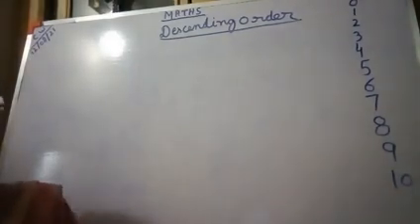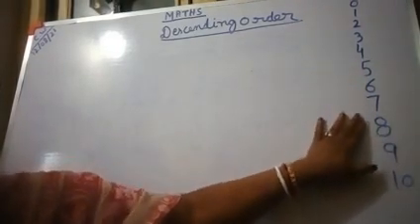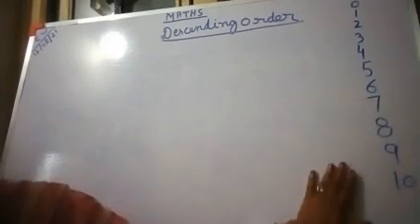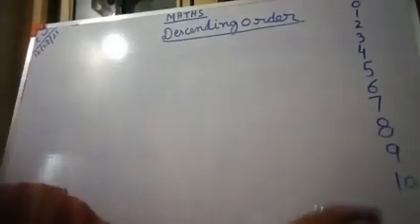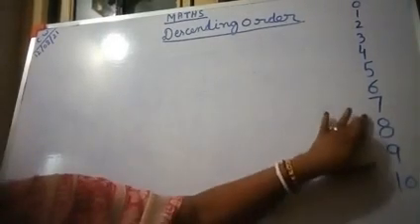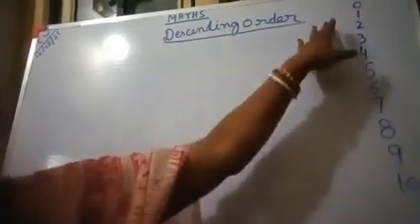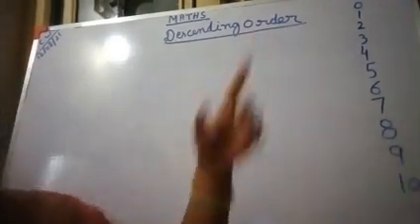Okay, children, 0, 1, 2, 3, 4, 5, 6, 7, 8, 9, 10. This is smaller to bigger, so this is ascending order. When we go 10, 9, 8, 7, 6, 5, 4, 3, 2, 1, 0, this is bigger number to smaller, so this is descending order.